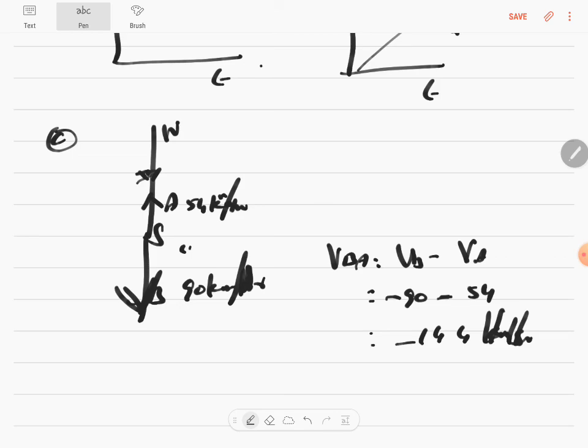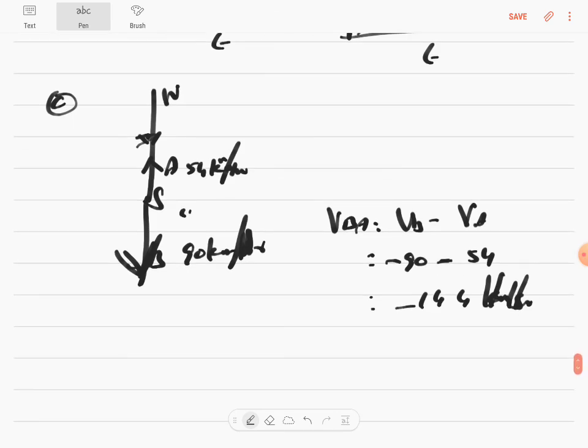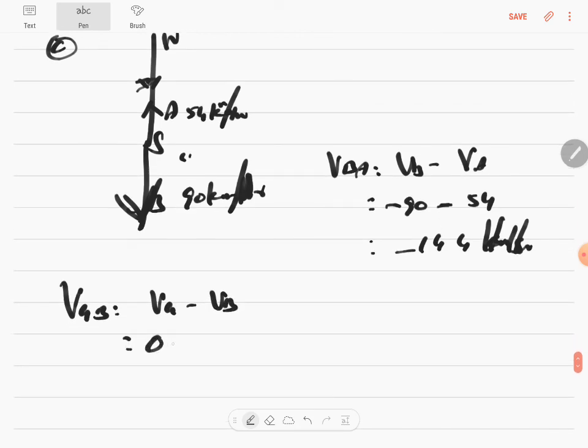And then velocity of the ground with respect to B is Vg minus Vb. You all know ground is not moving, only the velocity of B is there, and that is negative, so minus of minus 90. So it's 90 kilometer per hour. For the person who is going in the train, the ground will appear to move. That's all. I'm done with this paper.